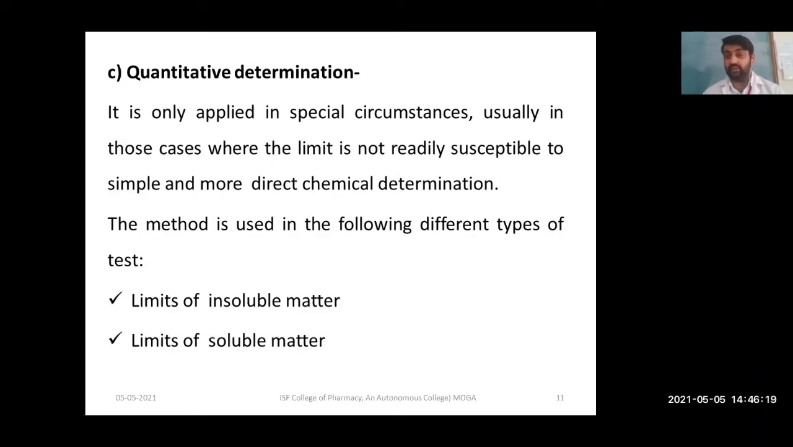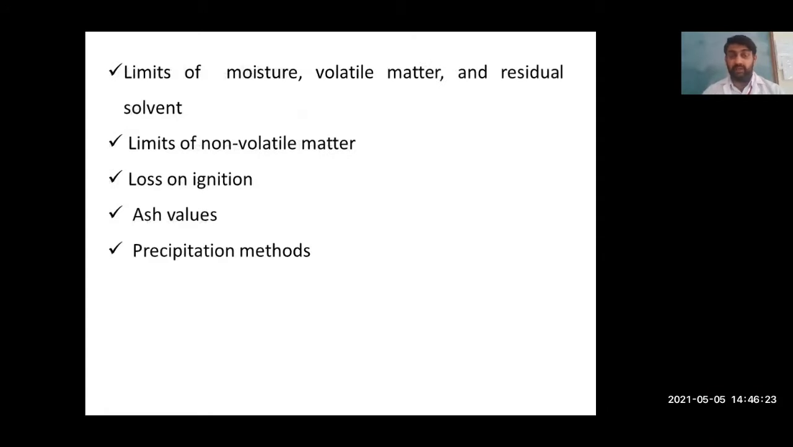Next is the limit of soluble matter. You can also check that. Then limit of moisture by using moisture balance, volatile matter, residual solvent method. You can also check the limit of non-volatile matter. You can check it by ignition, loss on ignition. When you ignite the sample at high temperature, what is the loss of water? What is the loss of other components from that? Ash value you can determine. Precipitation method you can follow.